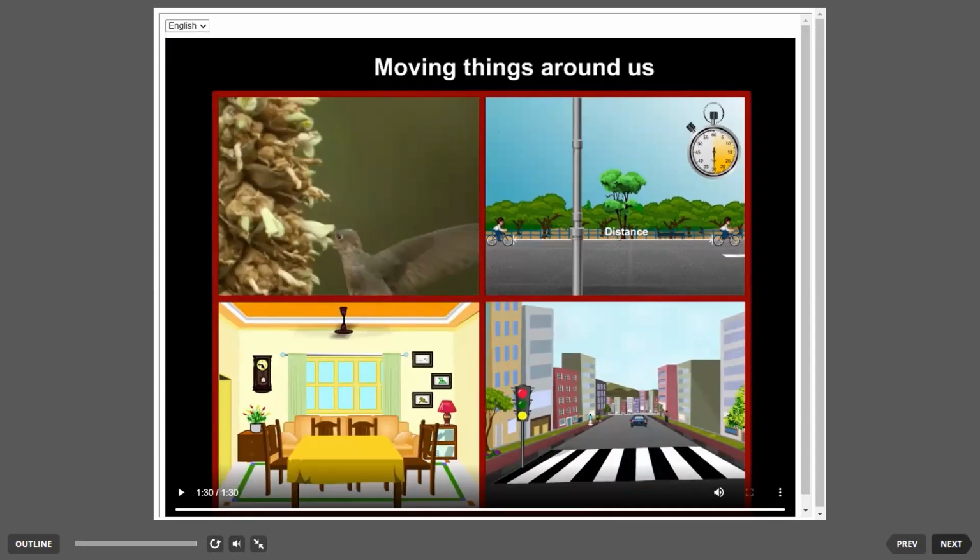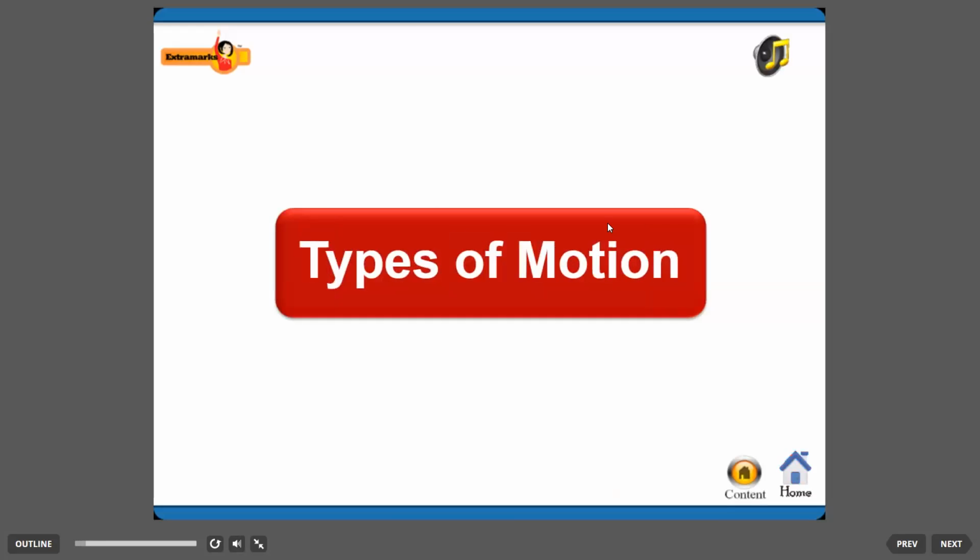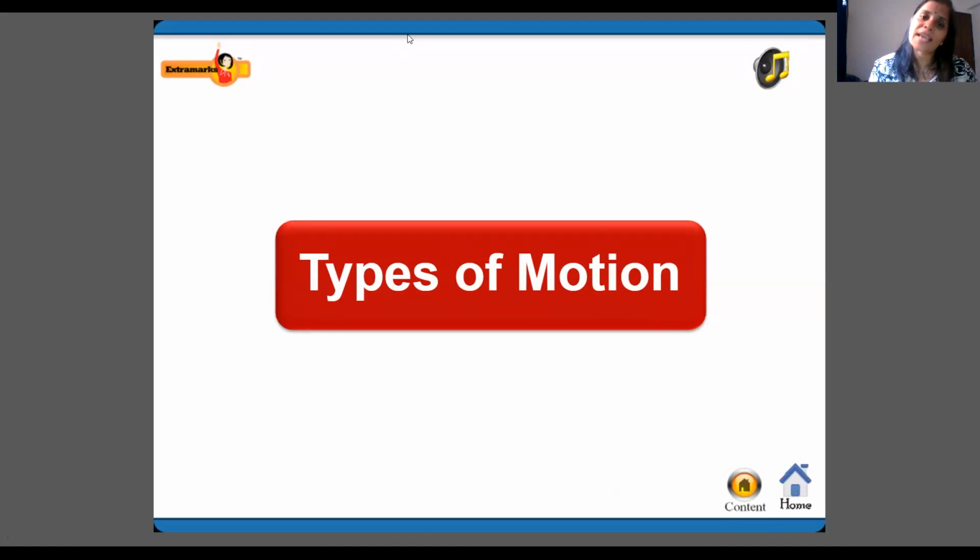So what is motion? Very clearly, you can say that motion means when an object changes its position with respect to time. So along with the time, if any object changes its position, we call it motion. If the object is at its place, not moving at all, then we can say that the object is in a stationary position. Clear? So, motion means change in the position of an object with respect to time.